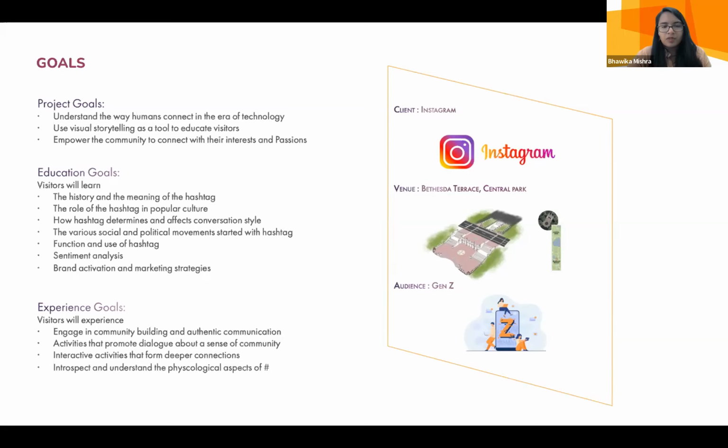And this exhibition, Hashtag Connected, is focusing on the client, that is Instagram, because Instagram is one of the platforms that uses multiple hashtags. And this exhibit is based in Bethesda Terrace, Central Park, New York, because of its very Instagrammable nature, the seamless nature and open structure of it, and is focused on Generation Z because they are the ones who have been using social media and were born into the World Wide Web.